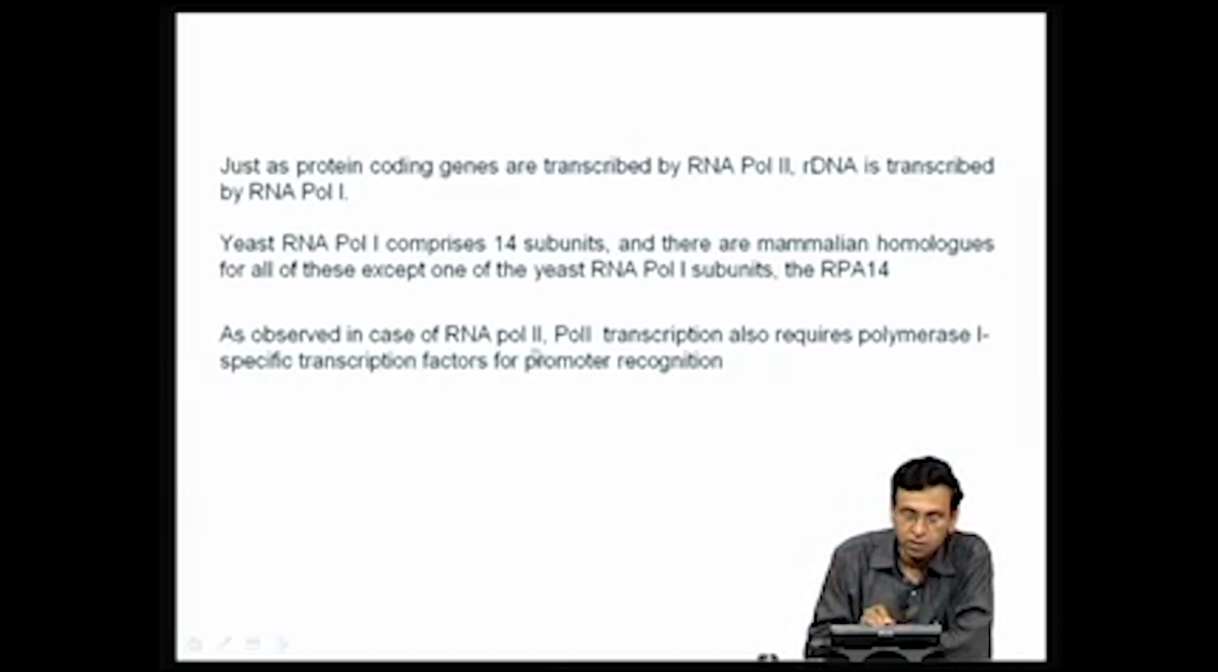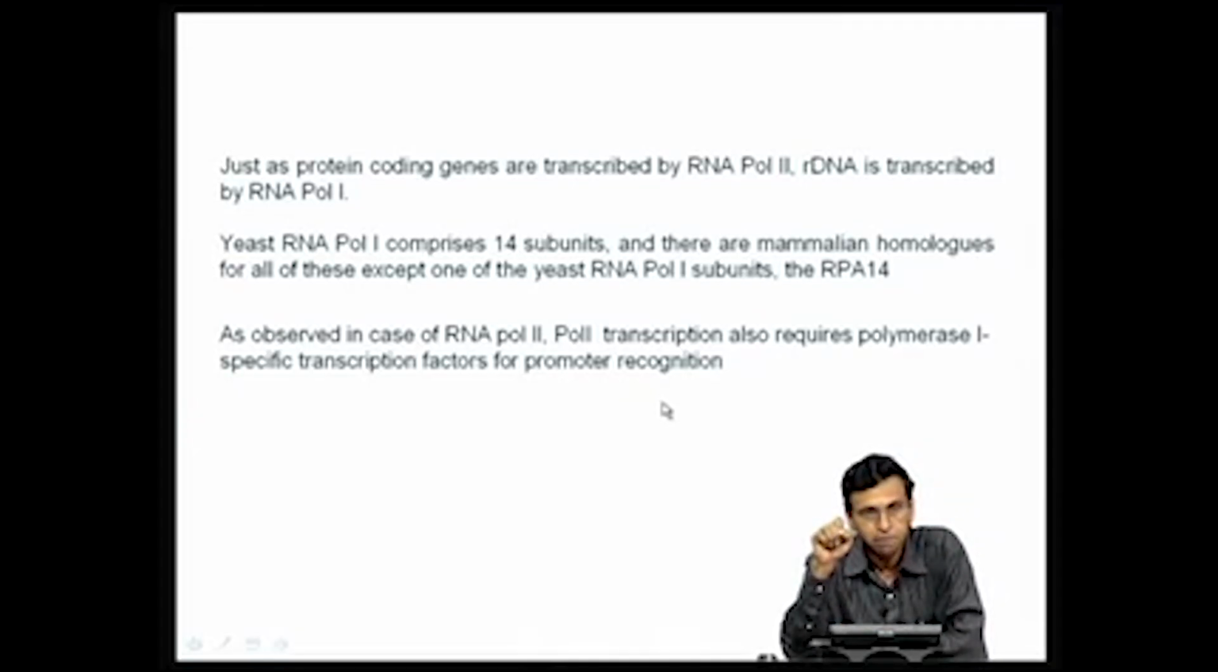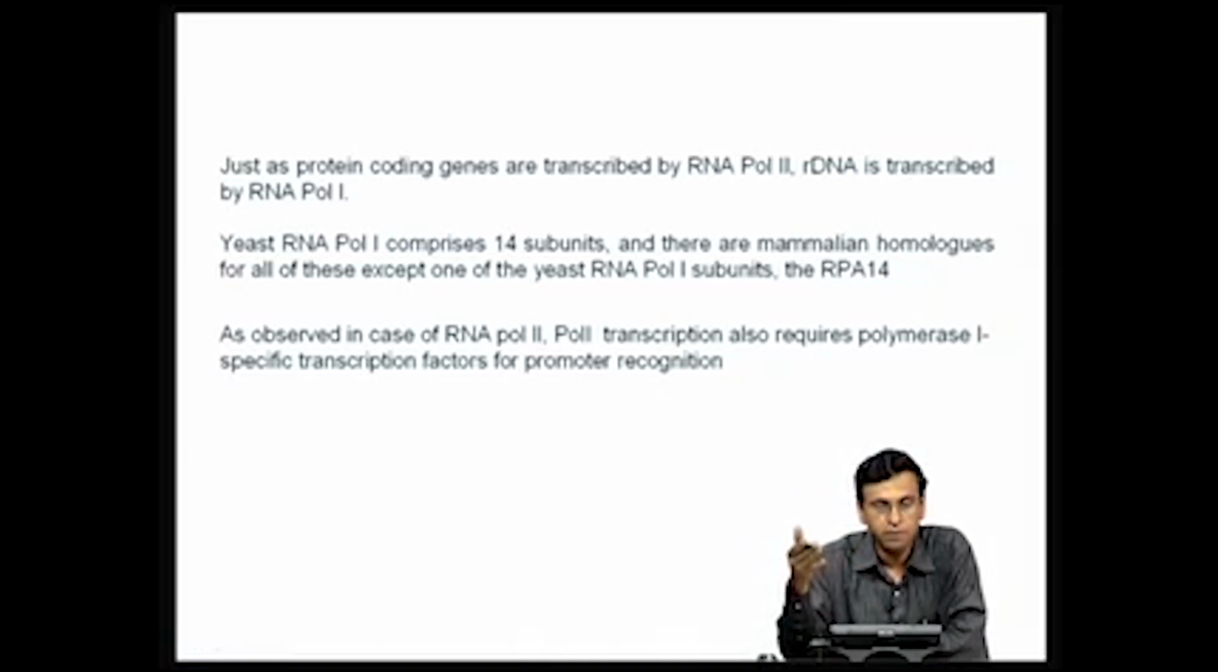And as observed in the case of RNA polymerase II, Pol I transcription also requires Pol I specific transcription factors for promoter recognition. So, the mechanisms are more or less similar, but the players are different. Just like RNA polymerase II required the basal general transcription factors like TF2D, TF2E, A, B and so on, the same way RNA polymerase I also requires certain general transcription factors for accurate initiation of transcription from the rDNA promoter.